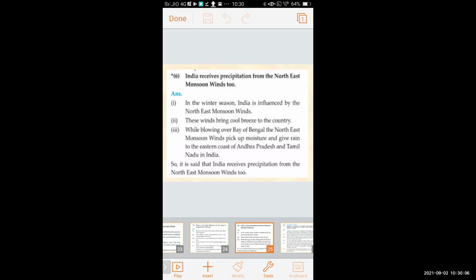And the answer is: in the winter season, India is influenced by the northeast monsoon winds. These winds bring a cool breeze to the country. While blowing over the Bay of Bengal, the northeast monsoon winds pick up moisture and give rain to the eastern coast of Andhra Pradesh and Tamil Nadu in India. So this is the clear answer to why India receives precipitation from the northeast monsoon winds.